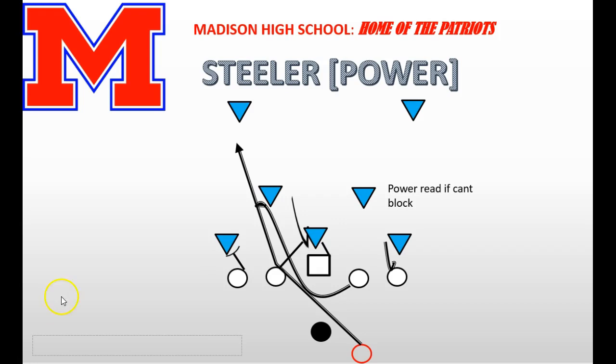Now, what we will do is if we can't block that guy, and you can see right here, I've got power read if we can't block. We do run the power read a little bit off of it. If we feel that we can do that against our opponent, we do have it in our arsenal, and we will use it if need be. Basically, we're just talking about the straight power play right here. And let's get into some film clips.